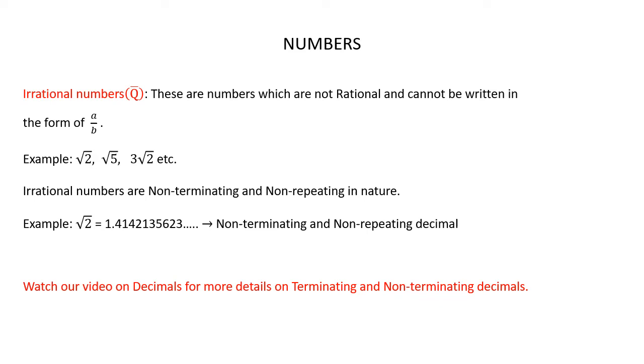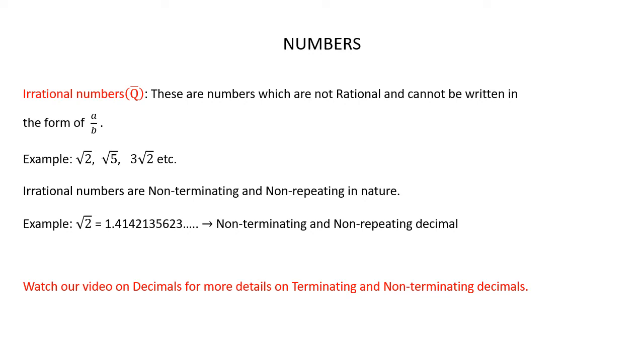Now let's learn about irrational numbers. Irrational numbers are numbers which are not rational, that is, they cannot be written in the form of a upon b. Irrational numbers cannot be written in the form of a fraction. For example, root 2, root 5, 3 root 2, etc. These are all irrational numbers. Irrational numbers are non-terminating and non-repeating in nature.